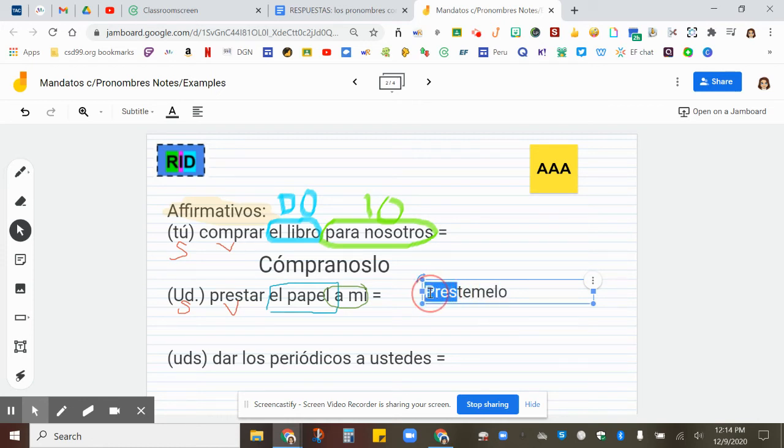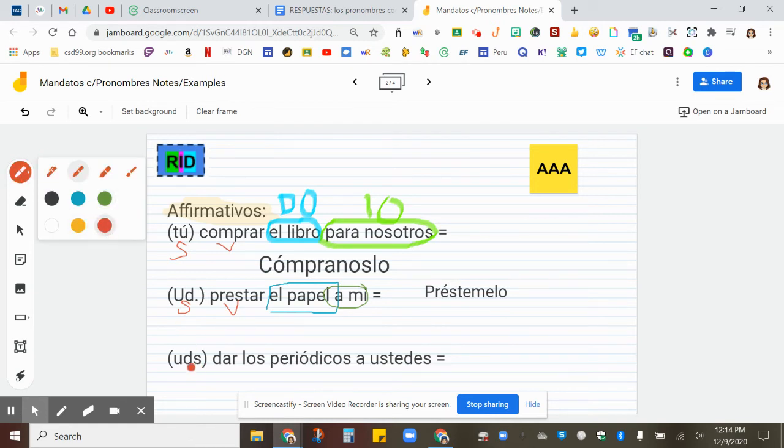Pres is your second to last syllable. We've only got one vowel in that syllable. Accent goes over the E. Préstemelo, lend it to me. The it being el papel. Okay, we're going to look at the last example together now.